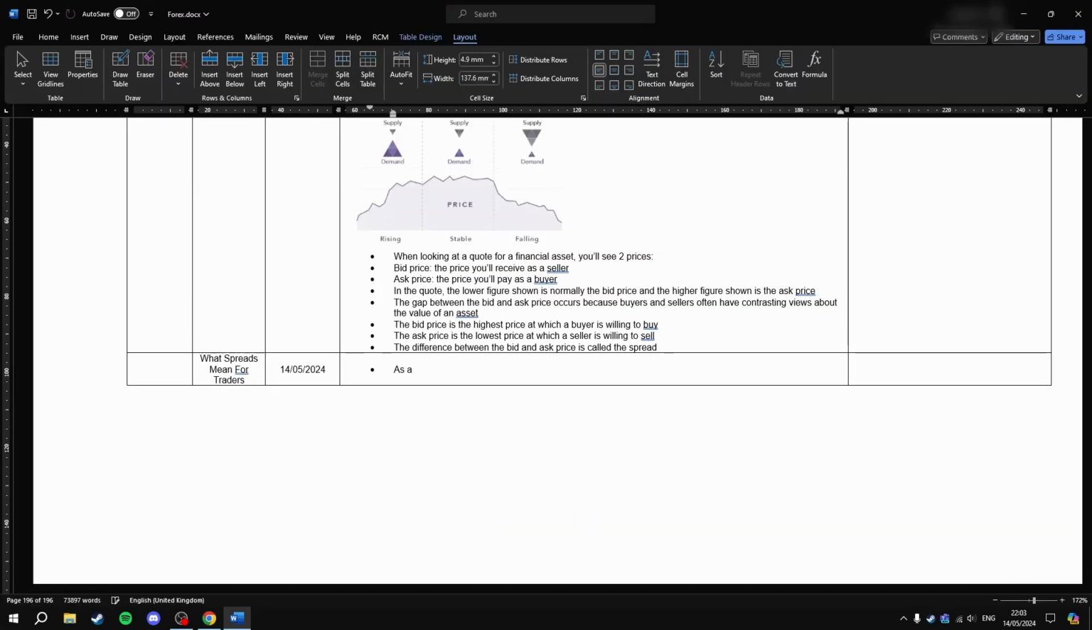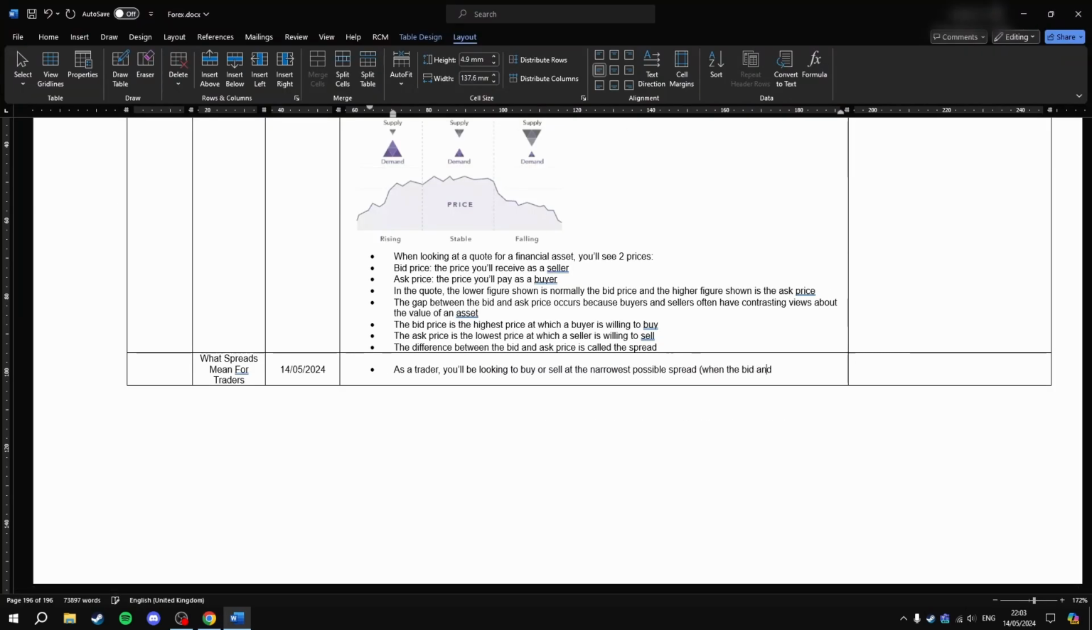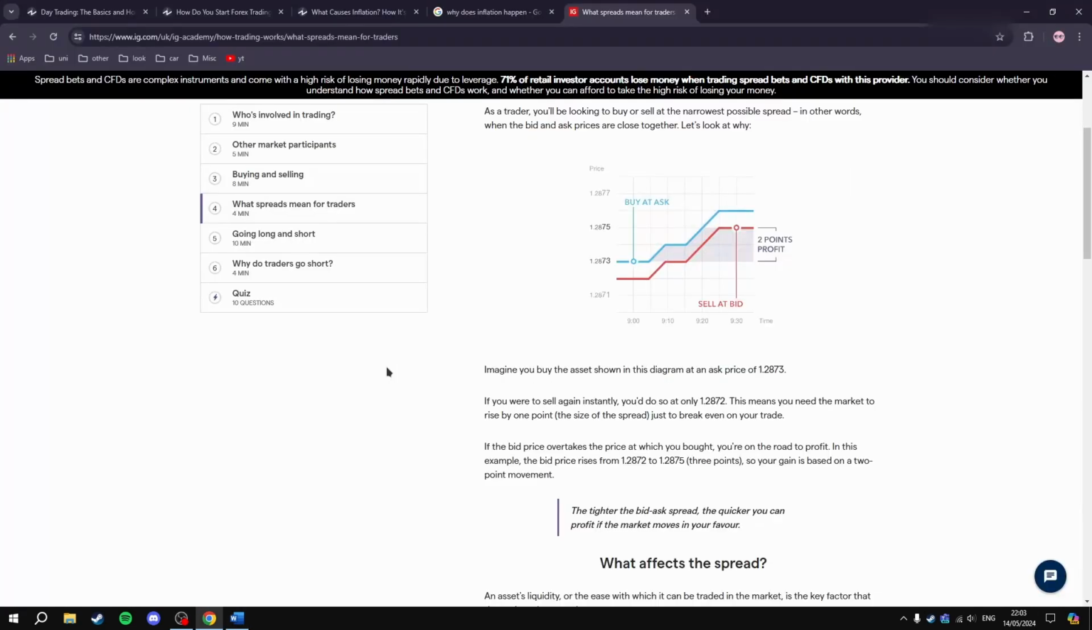Let's look at why. So you buy at the ask and you sell at the bid. So we buy here, the price rises, and we sell here. Two points of profit.